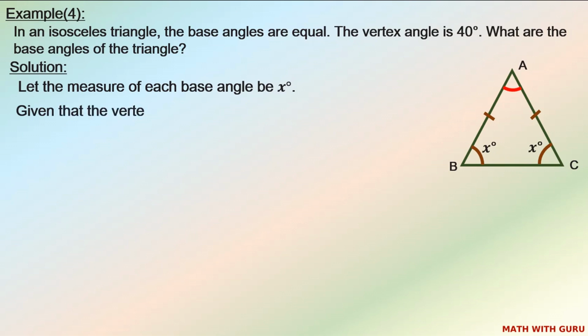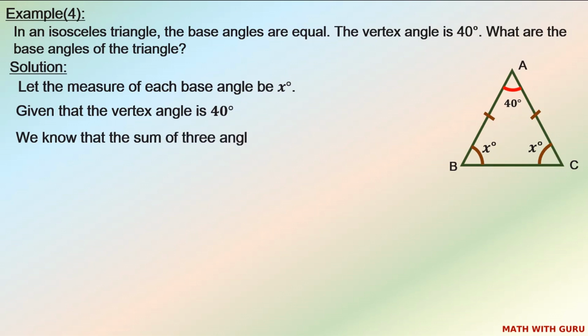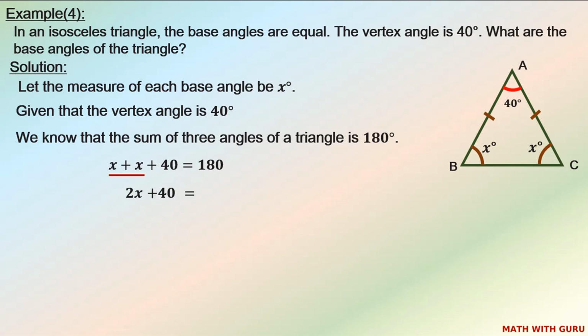Given that the vertex angle is 40 degrees, angle A is 40 degrees, we know that the sum of three angles of a triangle is 180 degrees. Let us frame the equation. x plus x plus 40 equals 180. x and x are like terms. Their sum is 2x. 2x plus 40 equals 180.